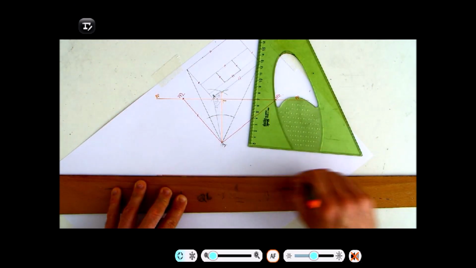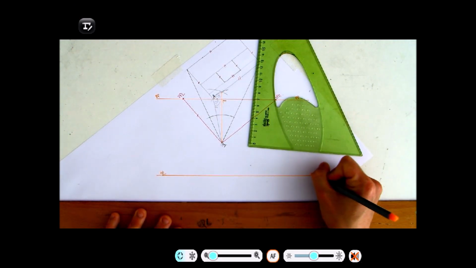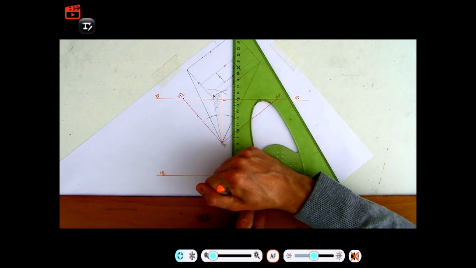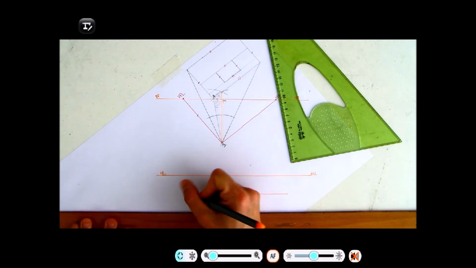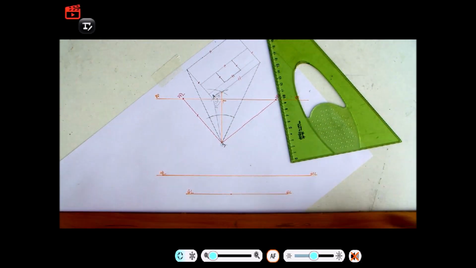So this is going to be the horizon line, and 30 millimeters below that is the ground line. And again, GL, HL really don't take that long to label.